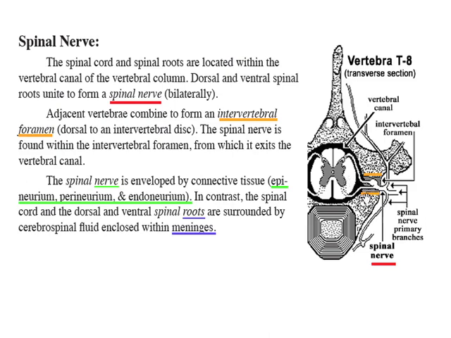cord. A spinal nerve is located more or less within an intervertebral foramen formed by adjacent vertebrae. Spinal nerves and their branches are enveloped by connective tissue called epineurium, perineurium, and endoneurium. In contrast, the spinal roots are enveloped by meninges that enclose the spinal cord as well as the spinal roots.